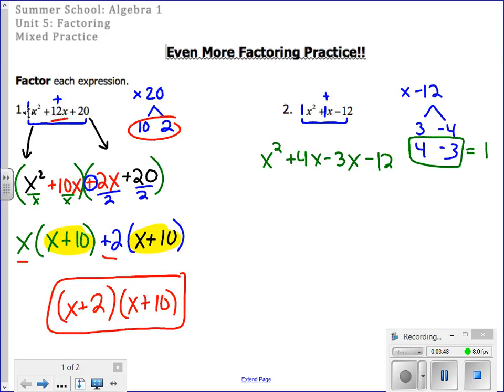Once I've done that, now I go ahead and group. First 2 in a group, the second 2 in a group. The GCF between x squared and 4x is just x. And when I divide that away, I'm left with x plus 4.